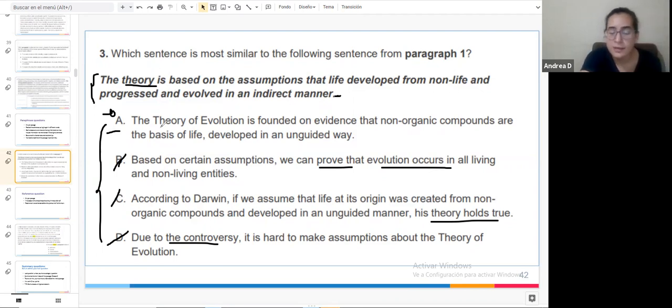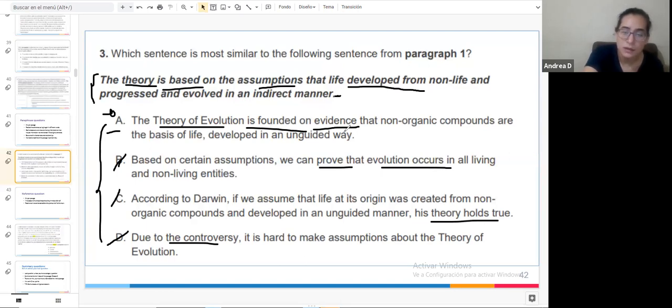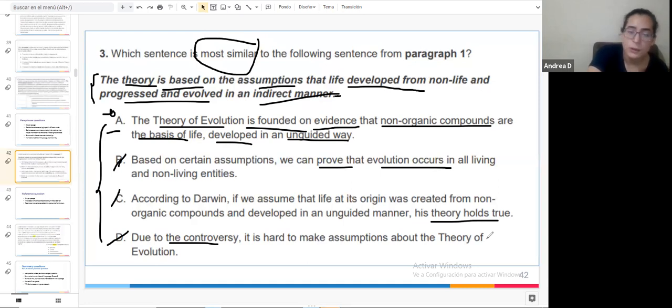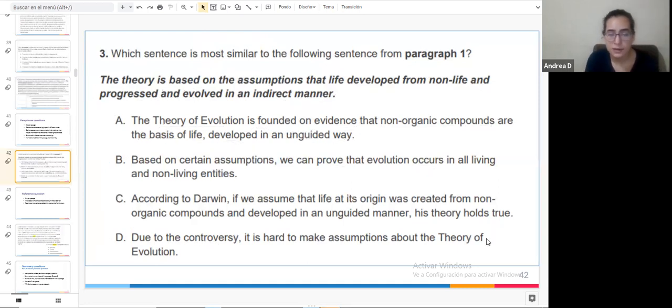The theory, AKA the theory of evolution, is based on, is founded on, I'm not sure about the assumptions and evidence. I think they might have messed it up a bit here. But anyhow, developed from is the basis of non-life. Non-life is basically non-organic compounds, progressed and evolved, developed, indirect manner, and guided way. So it's exactly the same, different words. And it doesn't even have to be exactly the same, it just needs to be the closest one, the most similar one. So be careful, try not to include anything that's not mentioned or leave anything behind.